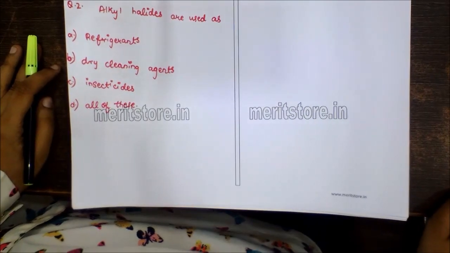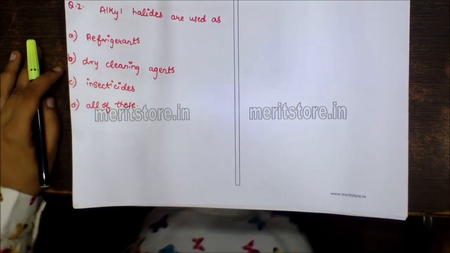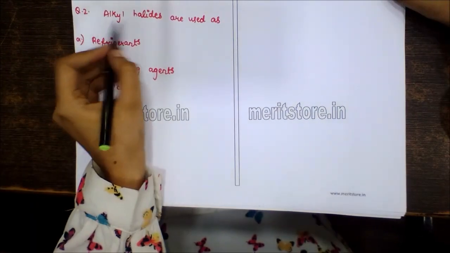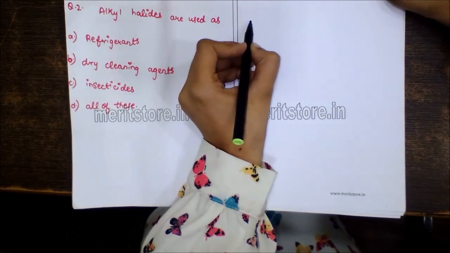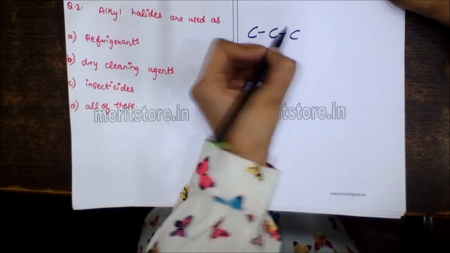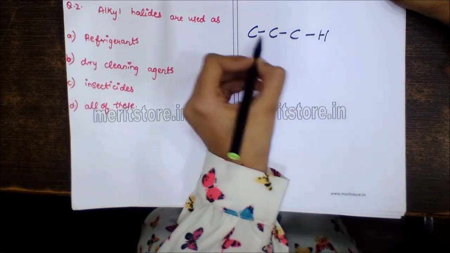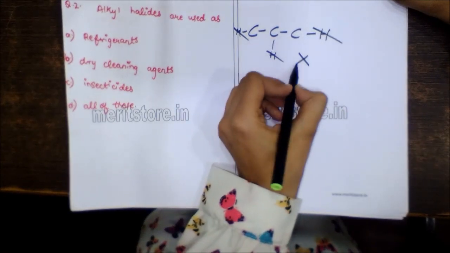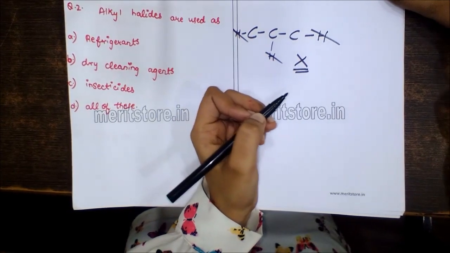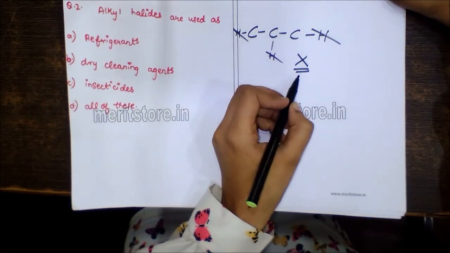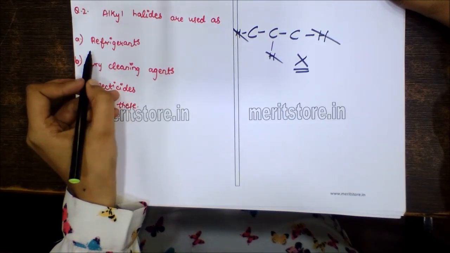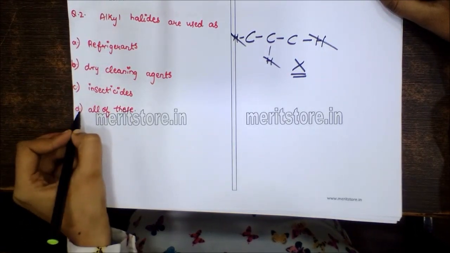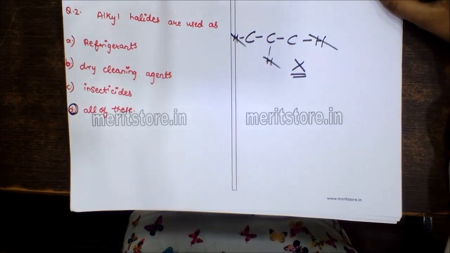Question 2. Alkyl halides are used as A. refrigerants, B. dry cleaning agents, C. insecticides, D. all of these. So alkyl halide, alkyl means a carbon chain in which the hydrogen of any of these carbons, either this or this, is replaced by a halogen. Halogen is X: fluorine, bromine, chlorine, iodine, anything. When you see the uses, they can be used as refrigerants, dry cleaning agents, and insecticides, all of these. Therefore option D, all of these, is the correct answer.